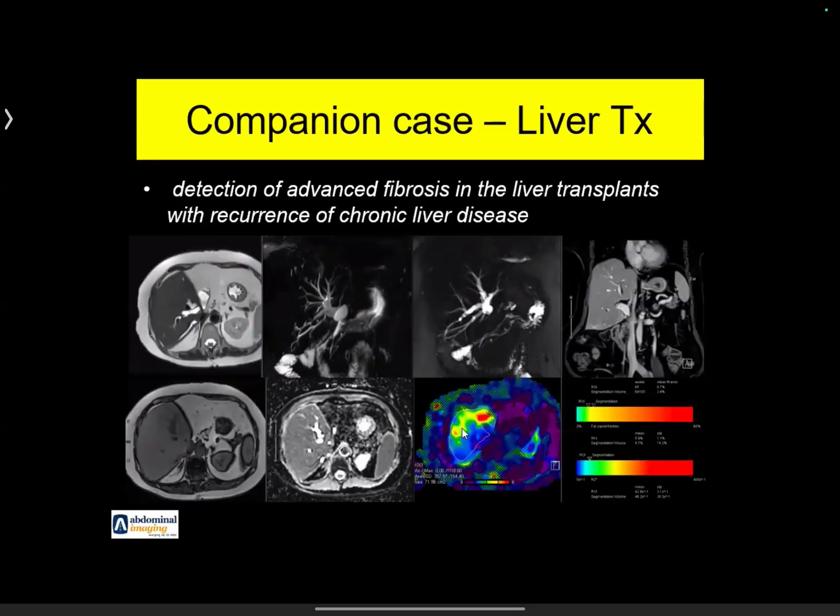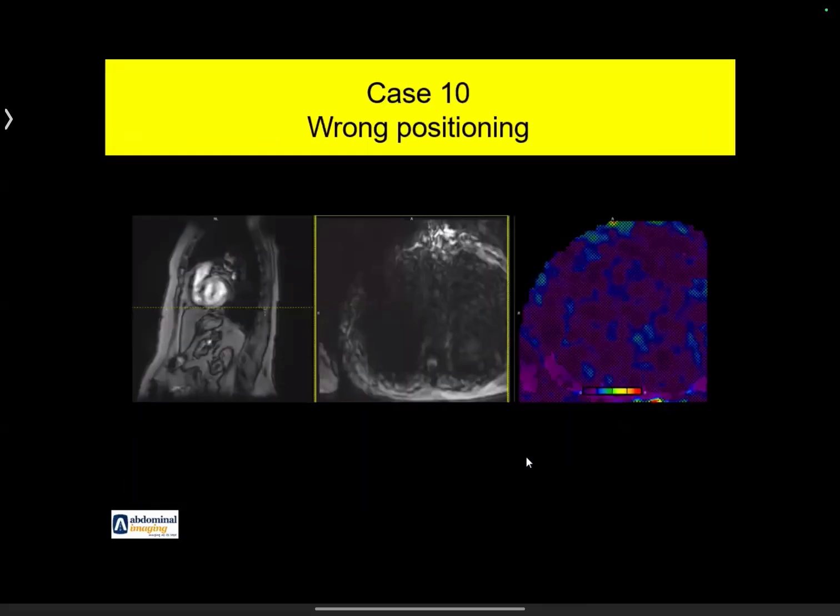In this case of liver transplantation, the liver has increased stiffness, but then there is biliary obstruction also. So biliary obstruction gives false findings. This is just wrong positioning.